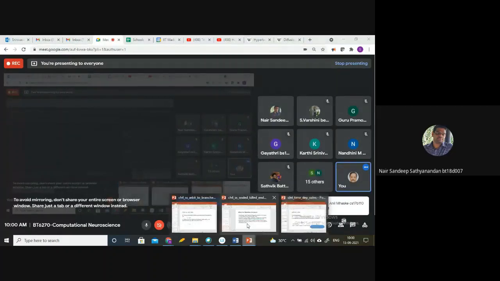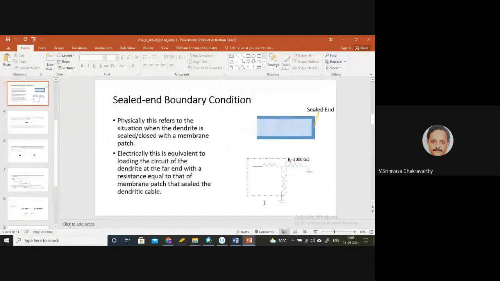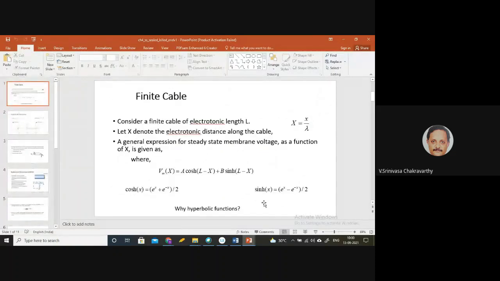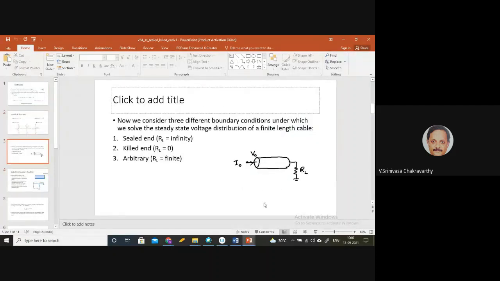Yes, sir. So in the last few classes, we worked out steady state solutions of the cable equation. Last class we worked out the finite cable under two boundary conditions, the sealed end and the killed end. In case of sealed end, RL is equal to infinity, so it's an open circuit. In case of killed end, RL is equal to 0, that's a short circuit, right?